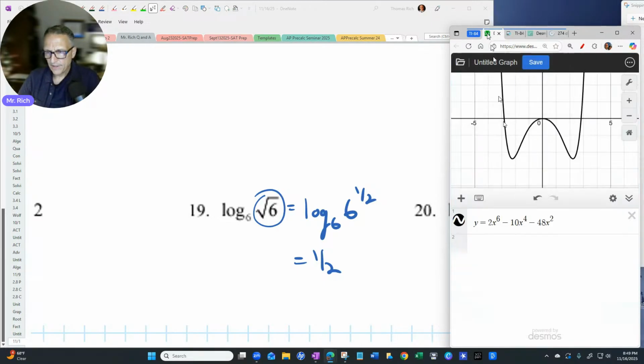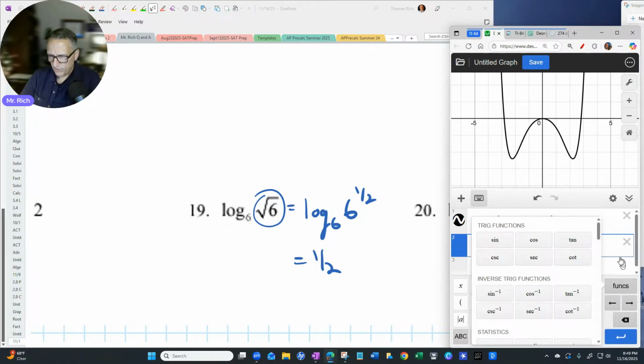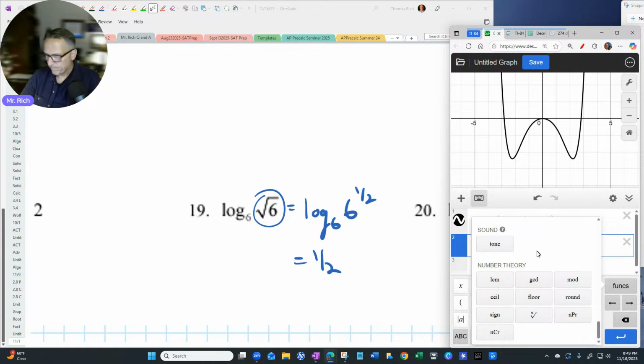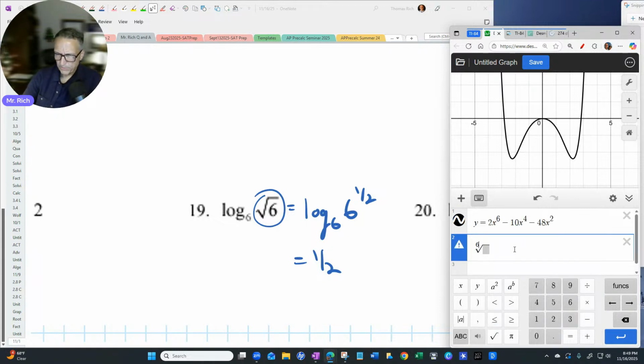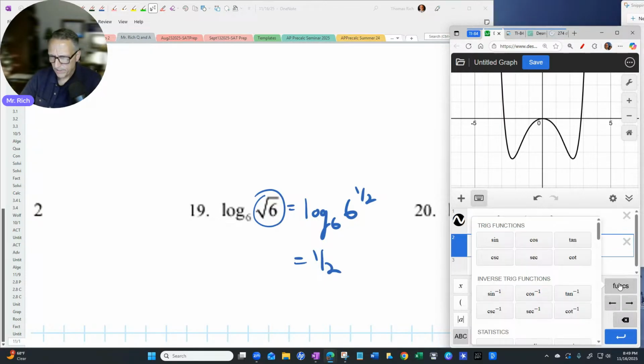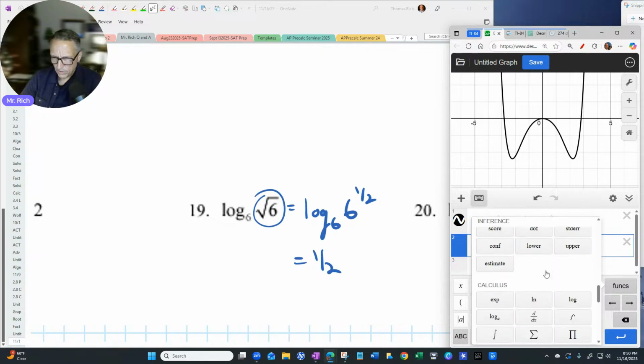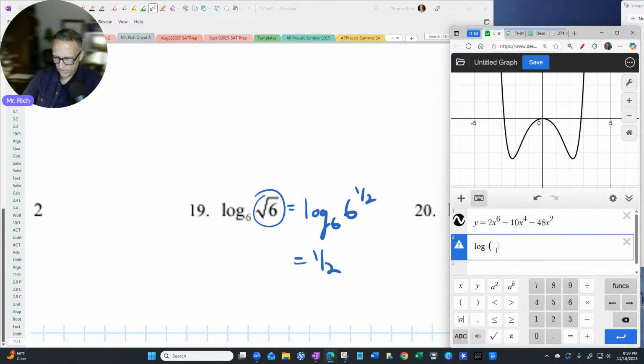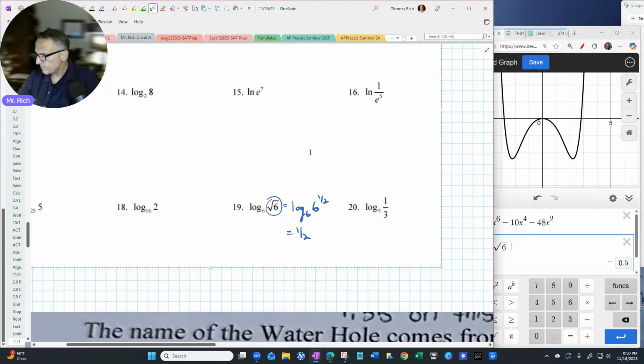In Desmos, it does have an arbitrary base logarithm. What you have to do though is use their keyboard, go into functions, and I believe it's at the very bottom down here. Yeah, right here. Sorry, we're talking about logarithms. It's in the calculus section, if I remember right. So if you come down to the calculus part, you can put in log base 6 of square root 6, and it returns a value of 0.5. So you have that option in both the TI-84 and Desmos. Just wanted to show that to you.